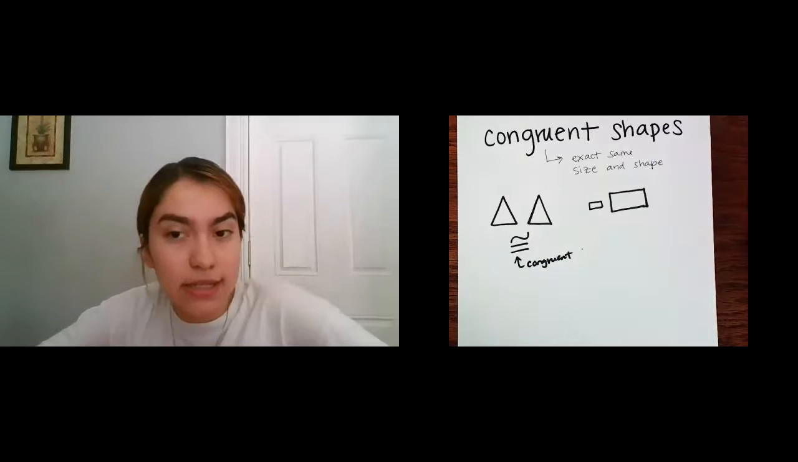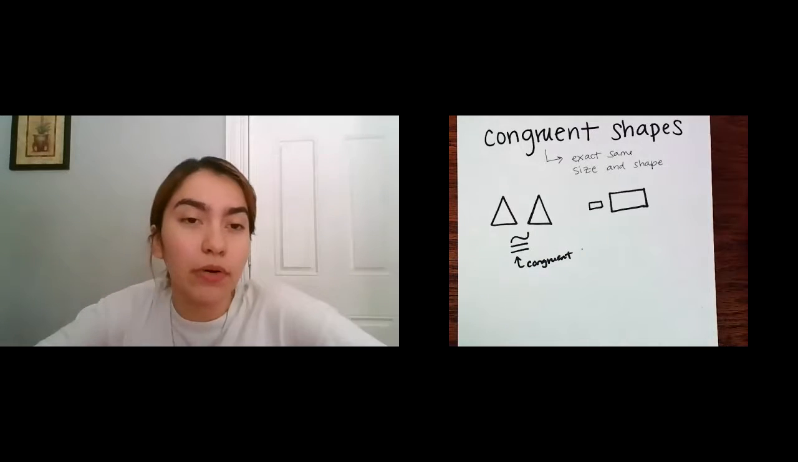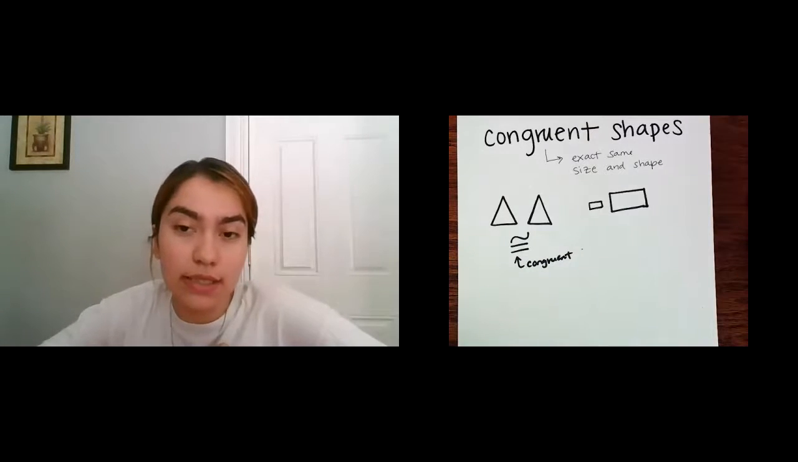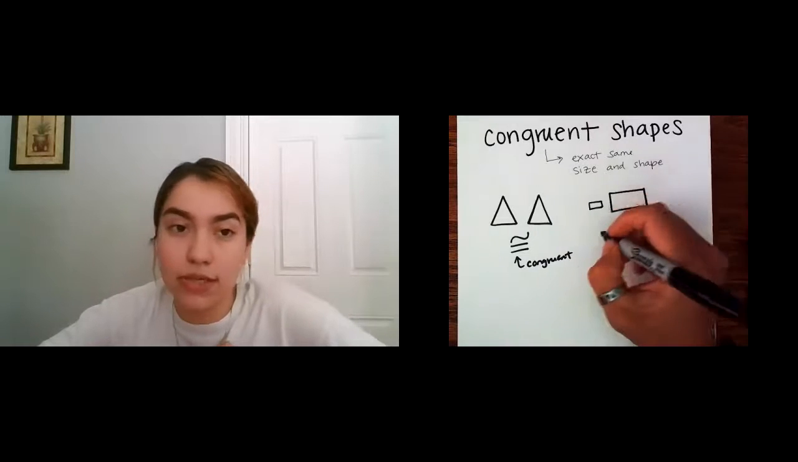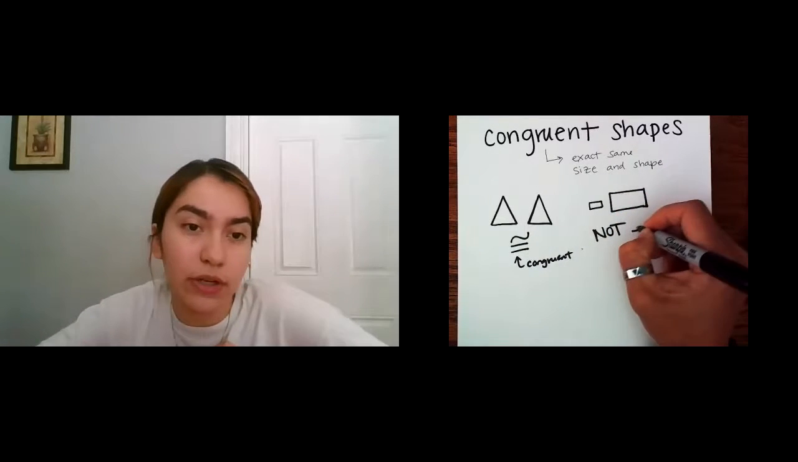Now, if we look at our second example, we see that these are both rectangles, so they are indeed the same shape, but they are not the same size, so you would not consider these to be congruent.